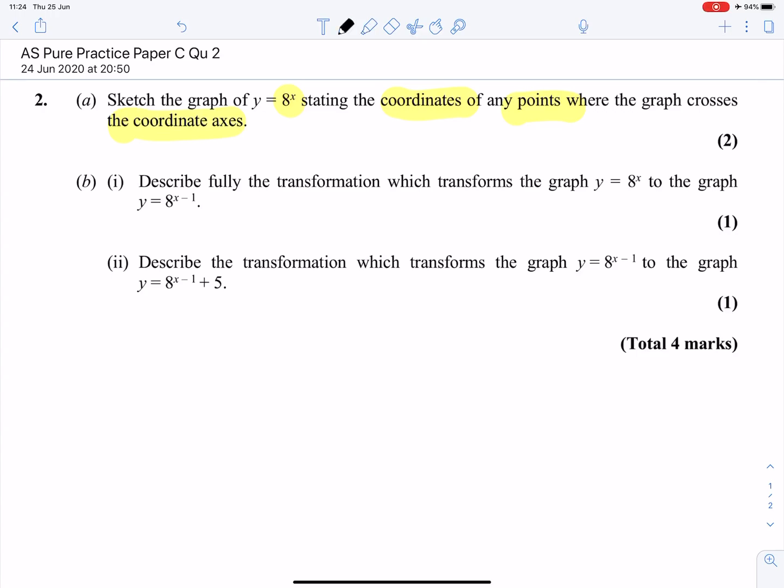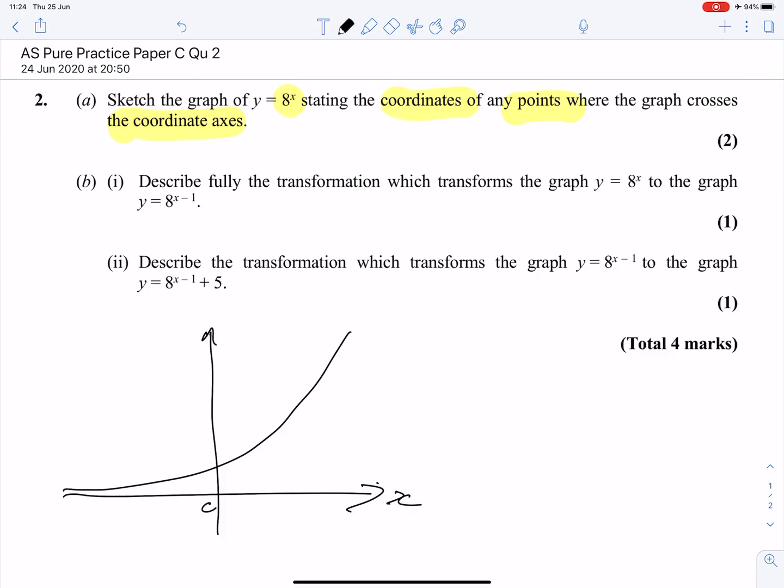Well, hopefully we've learnt the graph of y equals a to the x is the exponential growth, so it's going to look like that. Make sure you draw your axes with a ruler, and at this end there's no hint of the graph turning away from the x-axis. Okay, so that's y equals 8 to the x.